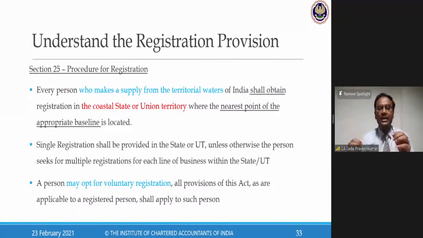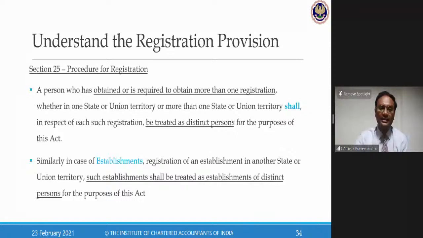Any goods which are coming in, any goods which are going out, you need to register under GST law. You also need to pay the taxes on that. Though I don't exceed my threshold limit for this particular business, I may opt for registration, which is called voluntary registration. This is what section 25 talks about.